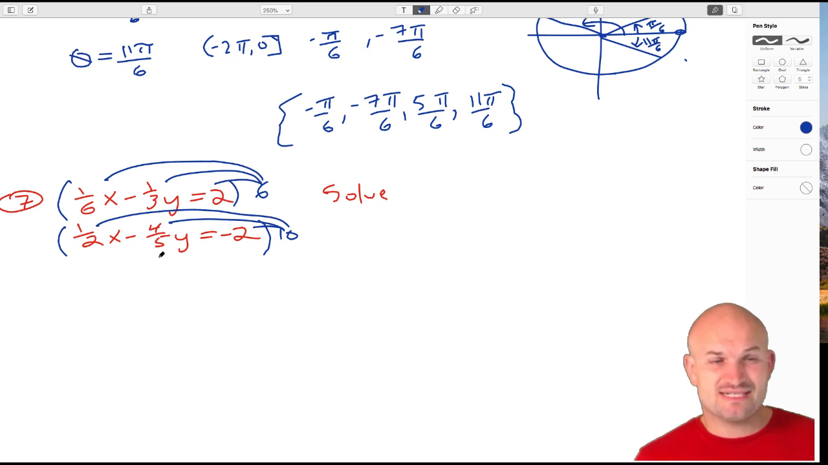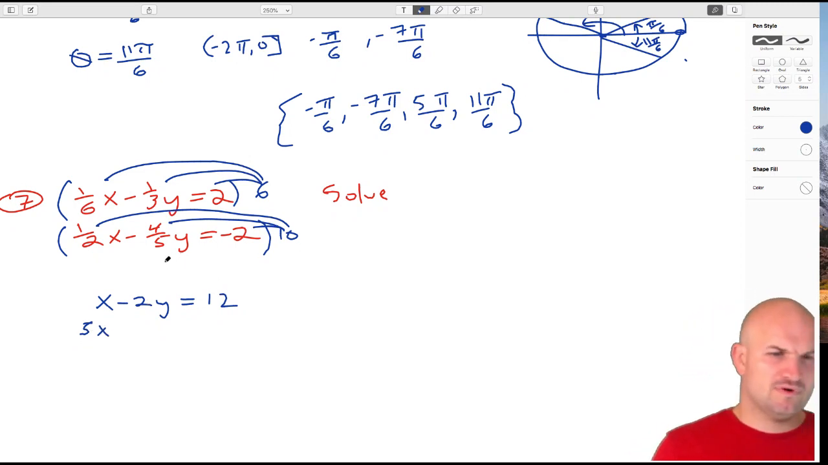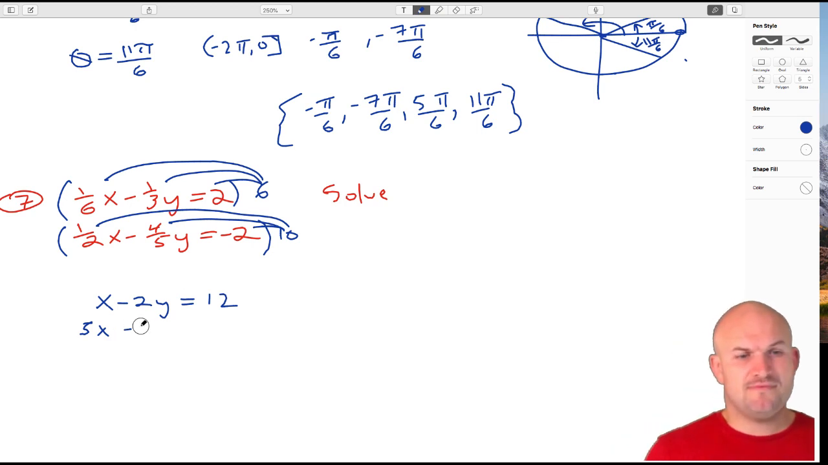So 6 times 1 is 6, that's reciprocal, so that's going to be x. Let's see, that's going to be x minus 2y is equal to 12. 10 here, that's going to give me a 5x. 10 divided by 4 is 2, so that's going to be a negative 8y. And 10 times negative 2 is a negative 20.